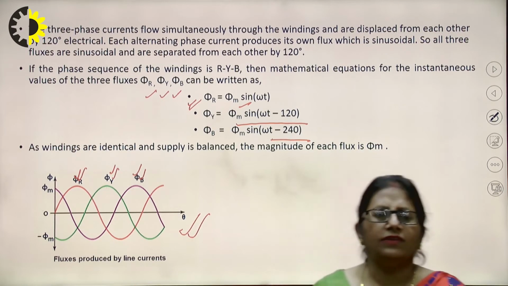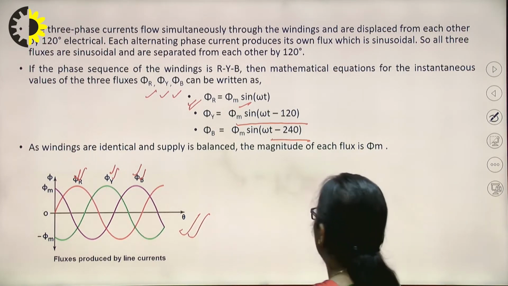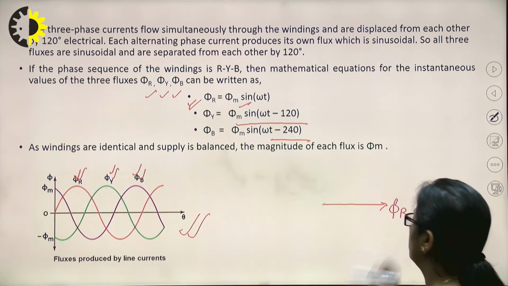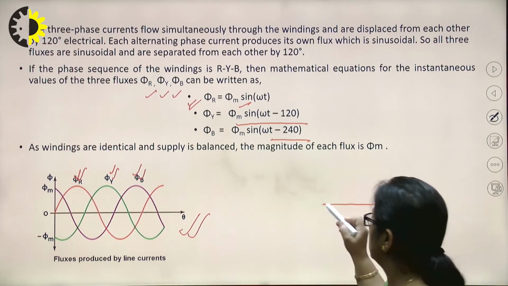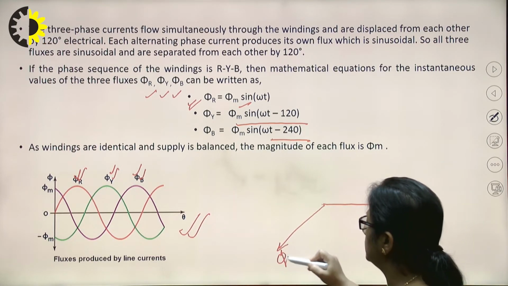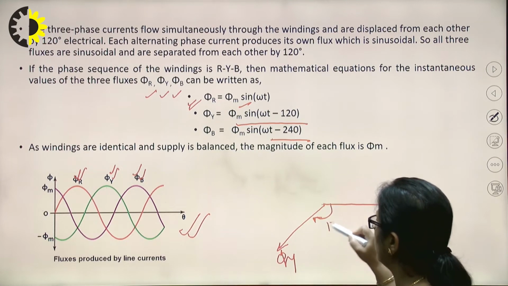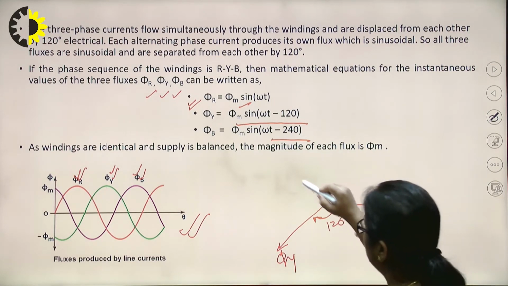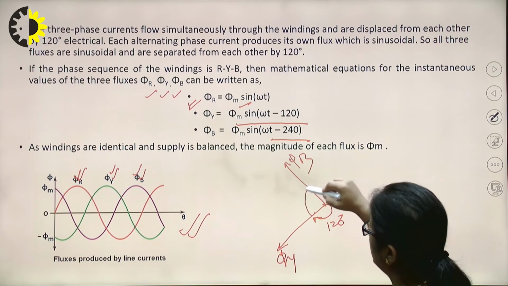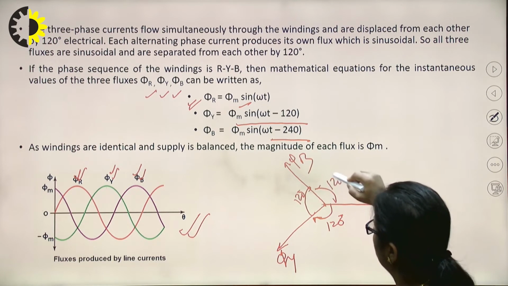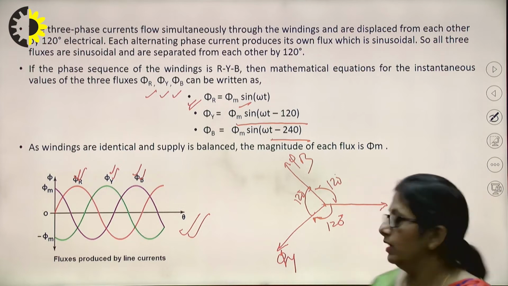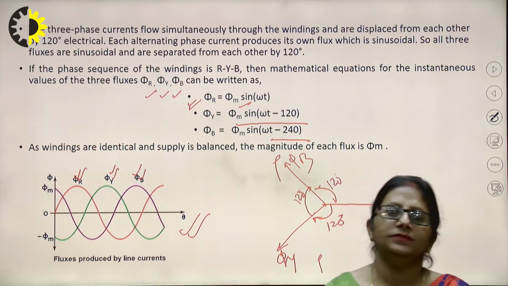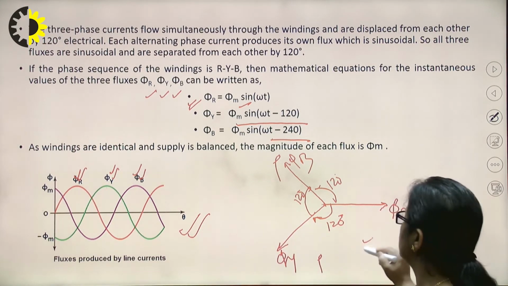Now, I can even represent these in phasors, right? If I need to represent this in phasor form, this is my reference phasor, phi R, right? After that, at 120 degrees, I'll have another phasor, phi Y, lagging the first one by 120 degrees. RYB, the third one, phi B, will once again be displaced by 120 degrees here, right? Considering these to be the positive directions of the three phasors. So I can represent that in phasor form, right?